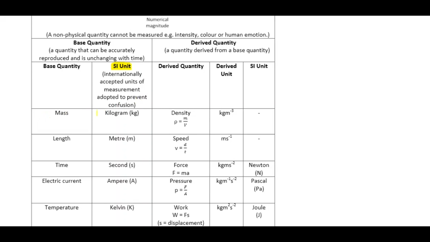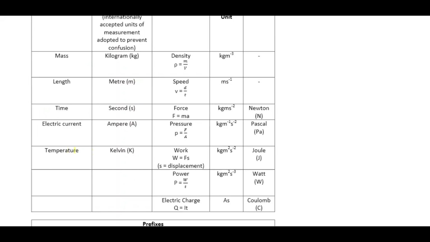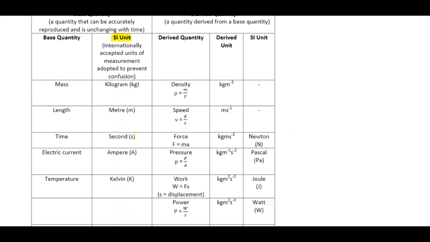The SI unit for mass will be kilogram, length will be meters, time in seconds, electric current is amperes, and temperature is in Kelvin. You have to memorize all these SI units. It's just how it is, and you just got to remember that.